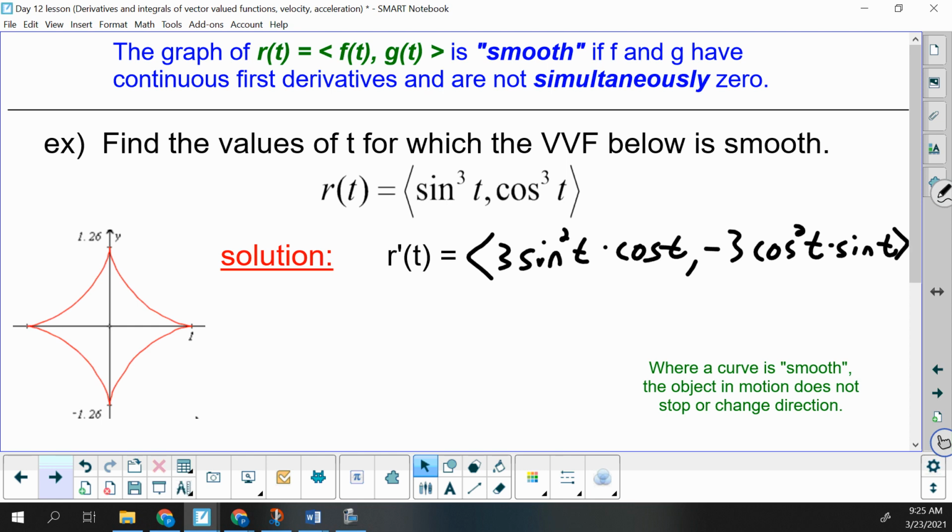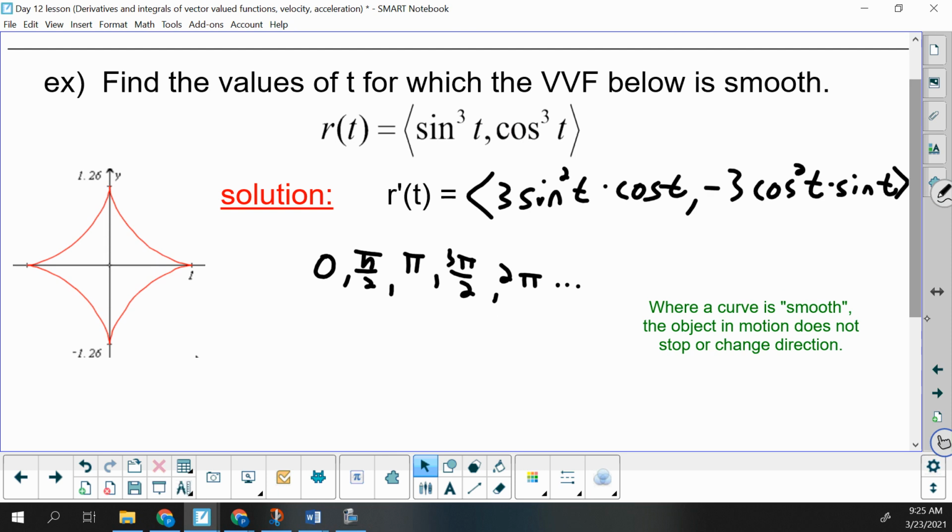Well, sines and coses are continuous everywhere, so we don't have to worry about that part of it. But we've got to check and make sure they are not simultaneously 0 anywhere. Well, because both of them have sines and coses being multiplied, they're both going to be 0 anytime sine or cos is 0. So these are going to both be 0, or they're going to not be smooth at 0, pi over 2, pi, 3 pi over 2, 2 pi, and so on. So we've got to figure out a way to write that nicely to tell where it is smooth. So we can say it's smooth for all real numbers.